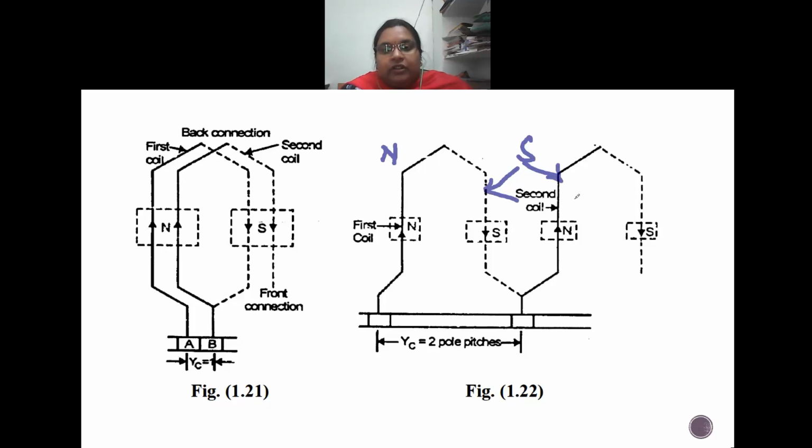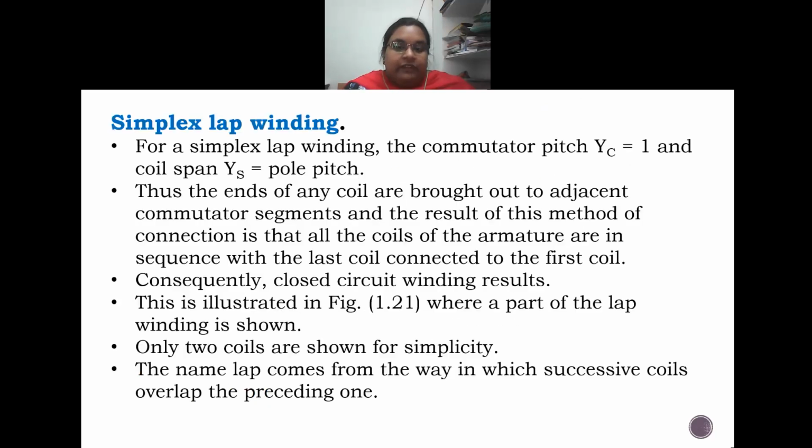These two are under south pole, and these are being connected. If you can see, this is like a wave, right? It is something like this. The connection is something like this. So that is why this type of connection is called a wave winding.